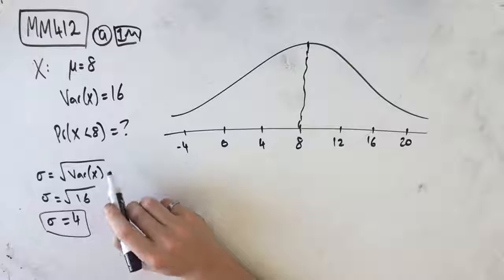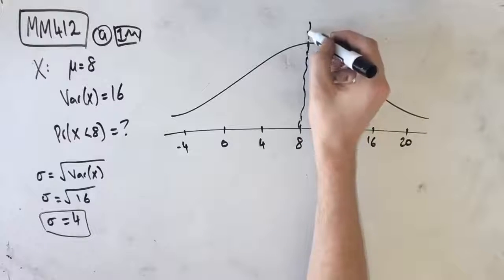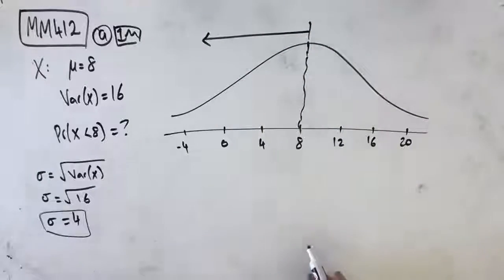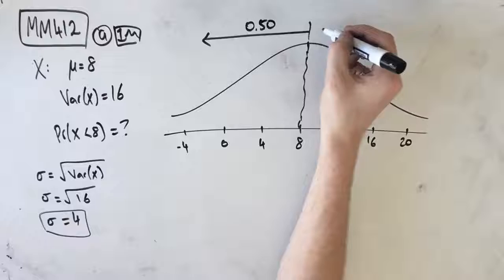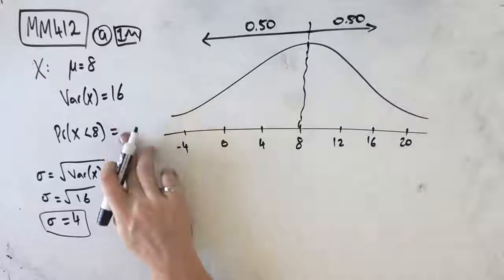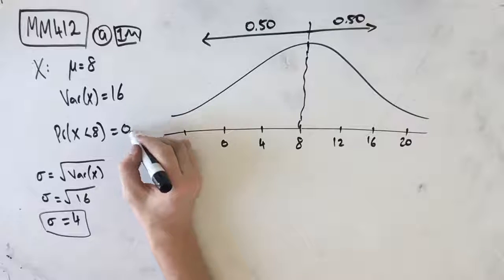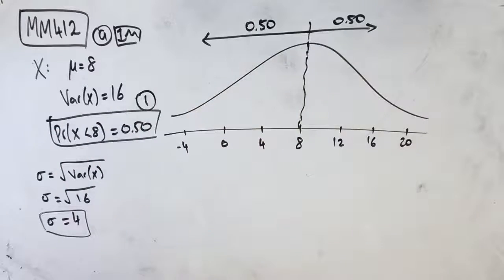Part A says find the probability that x is less than 8. Now, 8 is our mean, which means we're looking for the probability of everything on this side. Because 8 is our mean, that means that 50% of the data lies on either side of it, which means that the probability that x is less than 8 is equal to 0.5, which is our answer. So this is our first and only mark for part A. Pretty straightforward. Let's move on to part B.